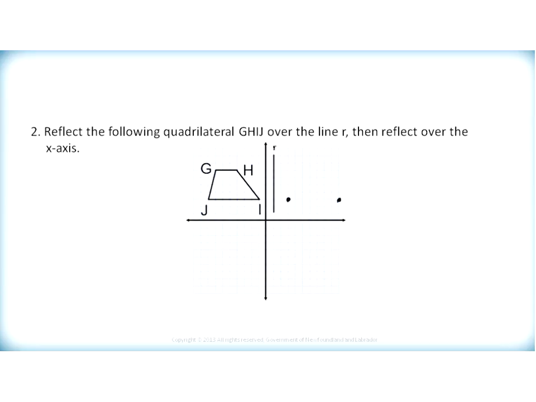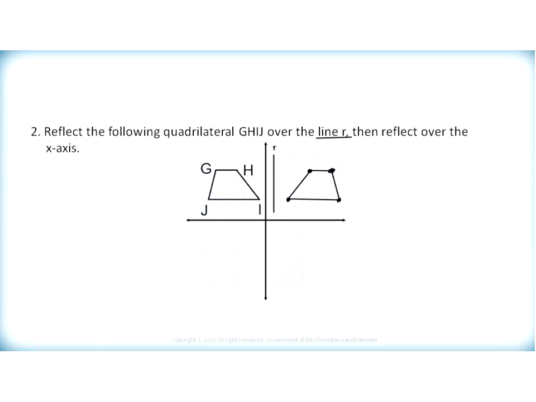H is 5 units away. 1, 2, 3, 4, 5. So I'm going to have to go 5 to the right. 1, 2, 3, 4, 5 gets me right here. And G is 8 units away. So that's going to bring me 5, 6, 7, 8 right to here. So I'm going to connect those dots. This is my reflection over the line R.